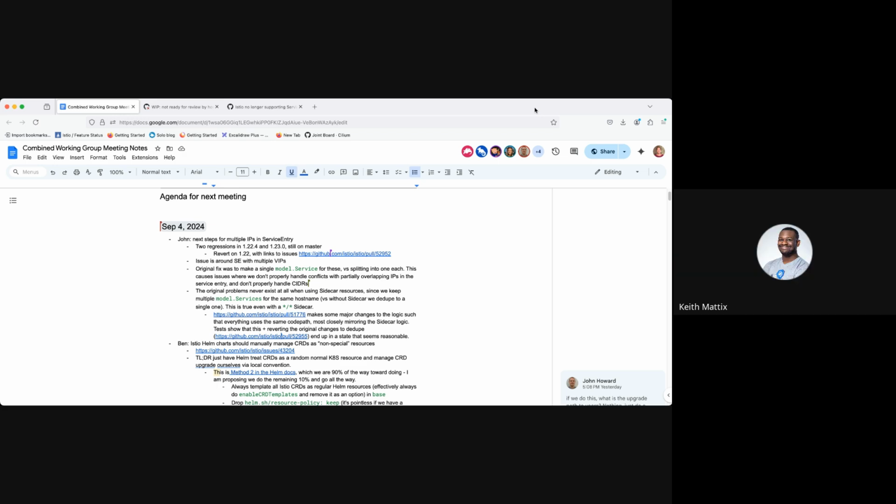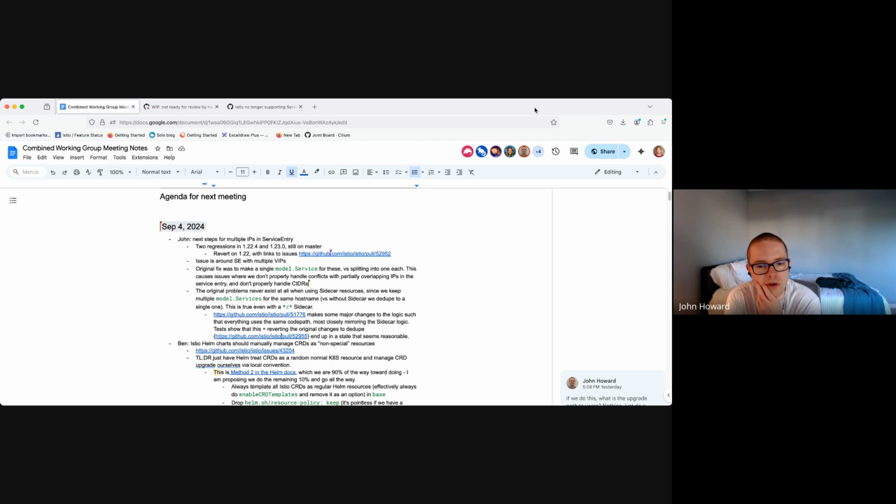Okay, so essentially the change, if I restate it from my own understanding, is to make the sidecar scoping resource's logic the global logic. We allow multiple model.services to be joined to the same host name if those model.services are all in the same namespace.